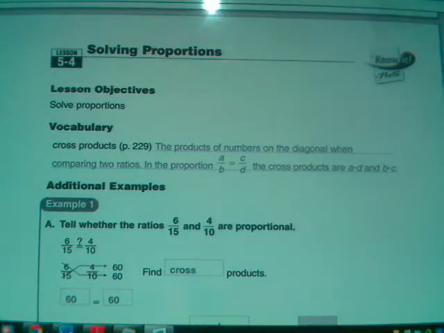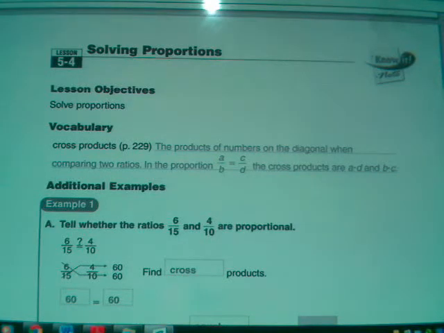So what they're saying here is, to prove that these are a proportion, multiply the numbers you have on each diagonal. If you get the same result, the answer will be yes, they are proportional. And if you get different results, the answer is no, they are not proportional. So if we look at the A example there, 6/15 equal to 4/10, they do 15 times 4, which is 60, and they do 6 times 10, which is also 60.